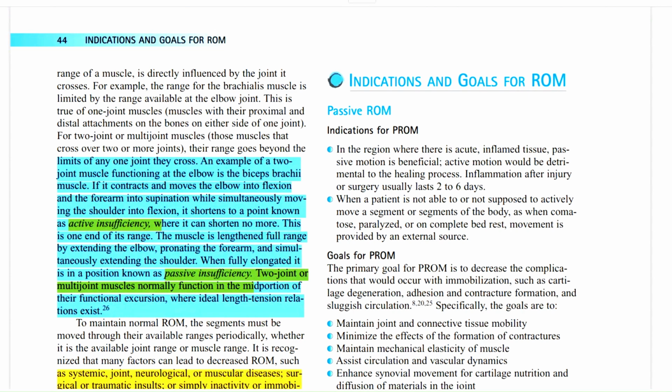In the same way, when you extend both areas, the elbow and shoulder together, it reaches complete elongation. After that, you cannot increase the length of the muscle or stretch it further. That is basically the passive insufficiency. So these are the two disadvantages that you can face if the muscle crosses two or more joints.